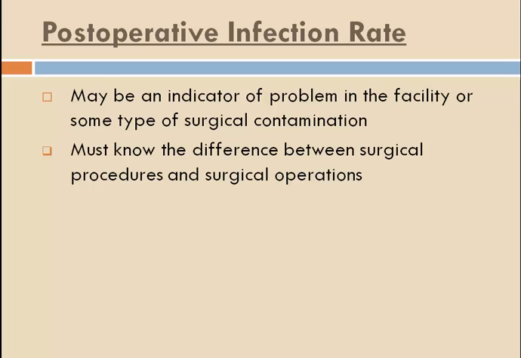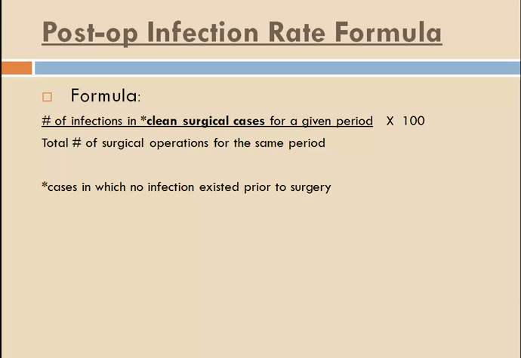The formula for calculating post-op infections is the number of infections in clean surgical cases for a given period divided by the total number of surgical operations for that same period, and then multiplied by 100. And you'll notice the definition there for clean surgical cases are cases in which there was no infection present prior to the surgery.